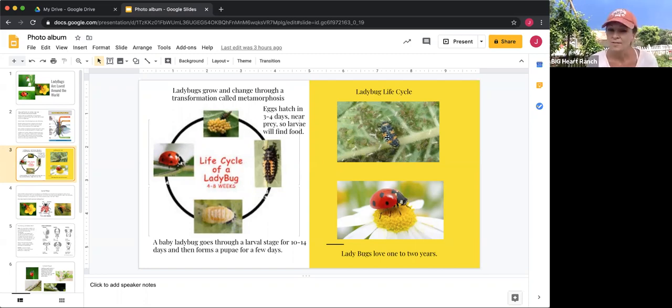So here's another picture of the baby ladybug to give you a better idea.